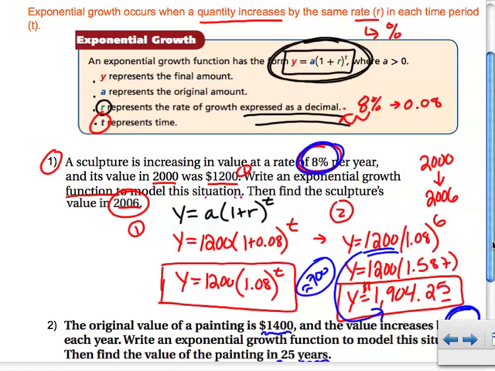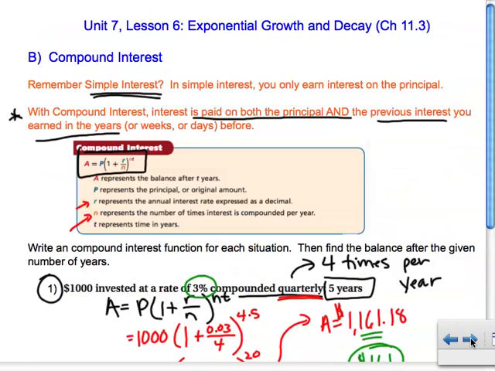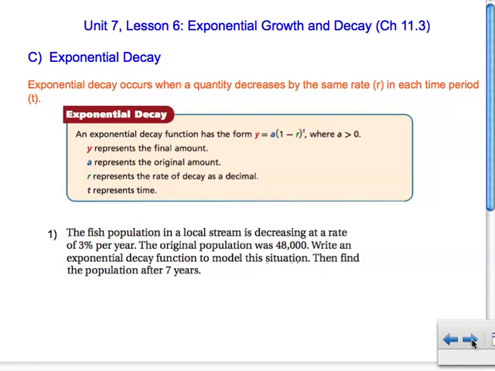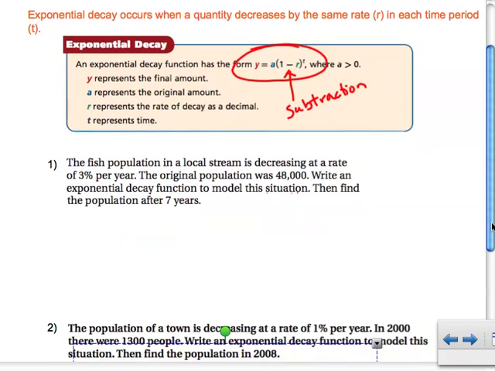This is our function for exponential growth. And if you can take a little mental snapshot of that, here is our function or formula for exponential decay. Clearly, the only thing that's really different is the subtraction sign. Now you're taking away, as before you were adding. Let's try an example together, and then I'll let you guys try one on your own.